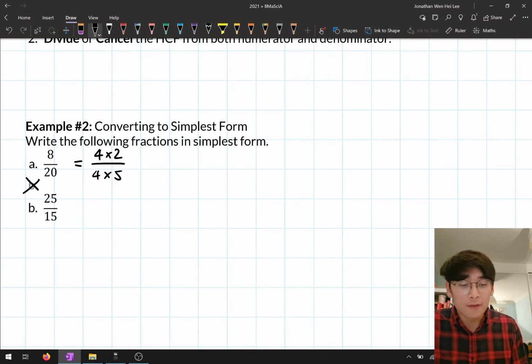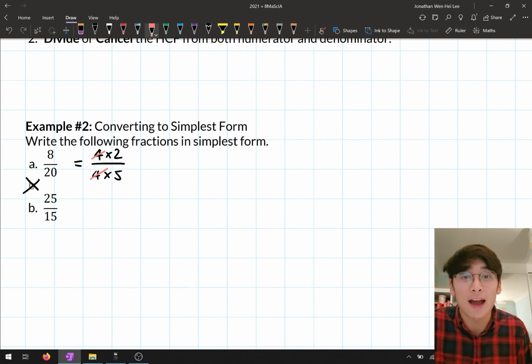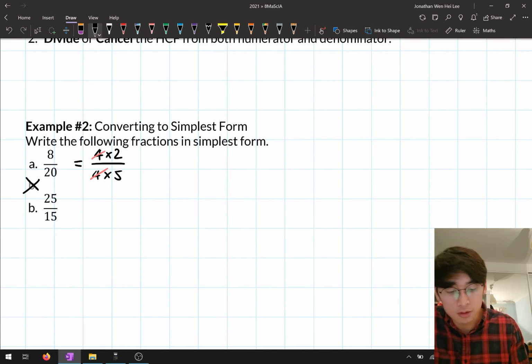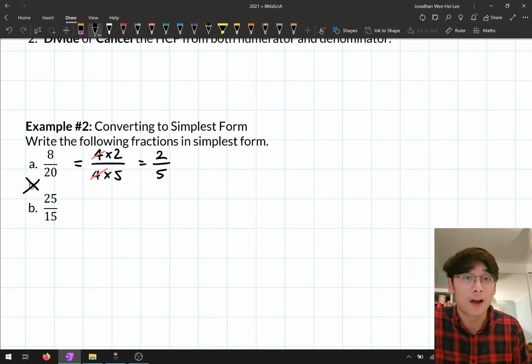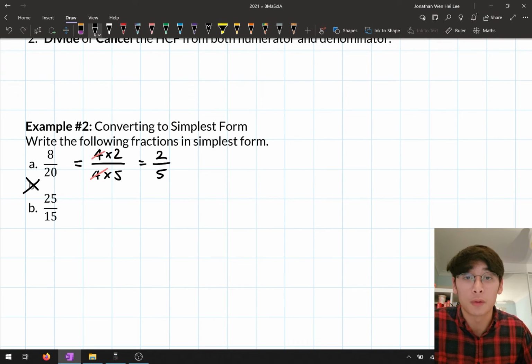And so now that I've identified that they have a highest common factor of 4, I can cancel this out or divide it out from both the top and the bottom, and I'm just left with 2 over 5. And so that's how we simplify these fractions. We want to find the highest common factor, a number that can divide both my 8 and 20, and then cancel it out or divide it from both of them.